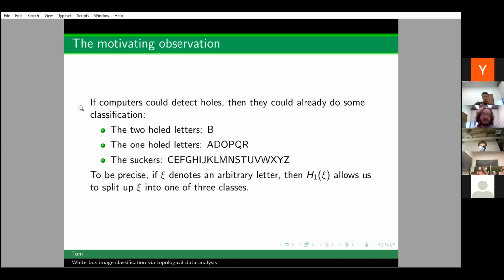To be precise, it's very weird to think of a variable for a letter, because variables are all letters. I really wanted to say, if 3 denotes an arbitrary letter and flip that on its head, but it didn't work. So if chi denotes an arbitrary letter, and you can measure the rank of the first homology of chi, you already have a weak classification into one of 3 boxes.